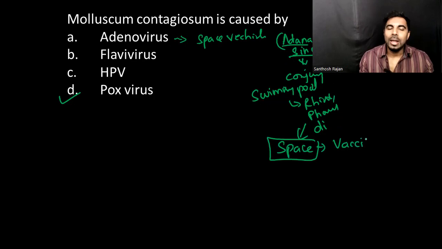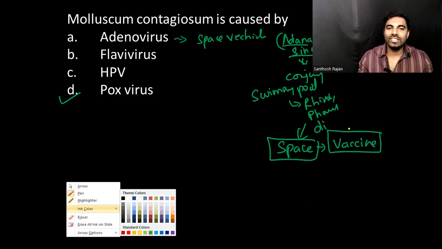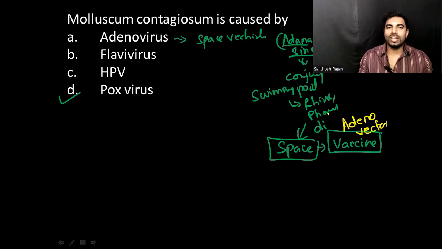Why vaccine banaya? Because of the vector. Which virus is used as a vector for making a lot of vaccines? Sare aajkal COVID vaccines ko, which is the vector? Adeno. Adeno is the vector for a lot of vaccines. Theek hai? So remember, Adnan Sami is the vector for all the vaccines. He goes to space vehicle. Okay, space vehicle just aata hai.